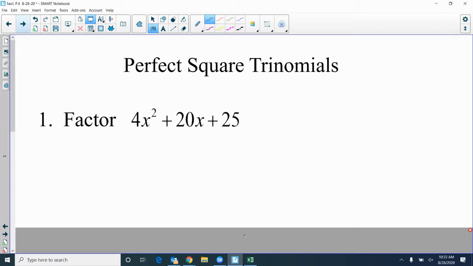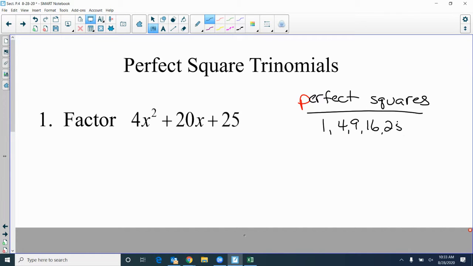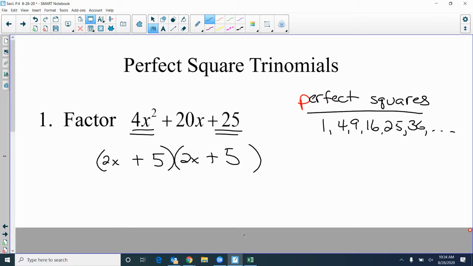Perfect squares, remember what those are? It's like 1, 4, 9, 16, 25, 36. You square a number and you get the answer, that's the perfect square. Well, is 4 a perfect square? Yep. Is 25 a perfect square? If your first and last numbers are perfect squares, I would immediately test 2x and 2x here, 5 and 5 here. You just have to fill in your signs, and those both have to be pluses.